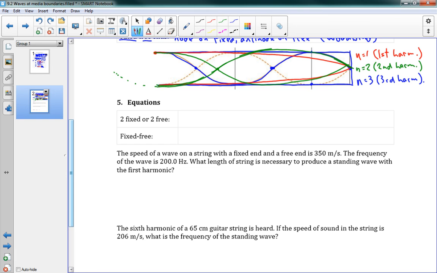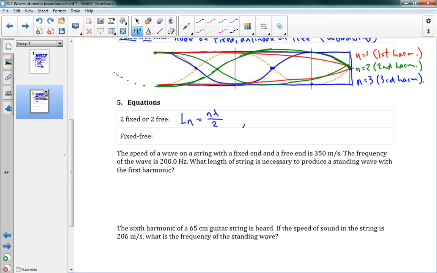And the equations are, for 2 fixed ends or 2 free ends, the equations actually come out the same. So this is to say that if I want the length for my nth harmonic, it is equal to n lambda over 2. So if I want my third harmonic, and I want to know how long my string needs to be for the third harmonic, well, I take my wavelength, multiply it by 3, divide by 2, that gives me my length.